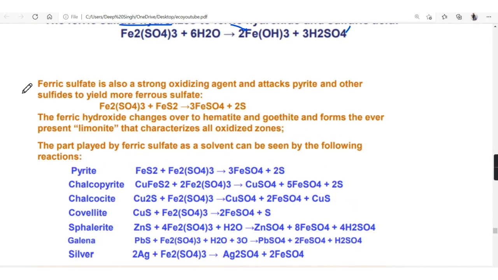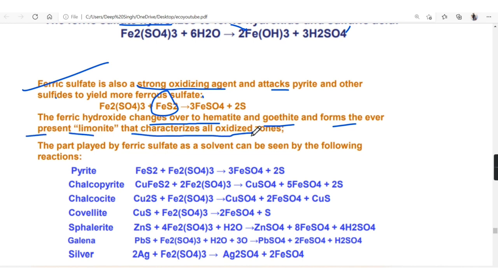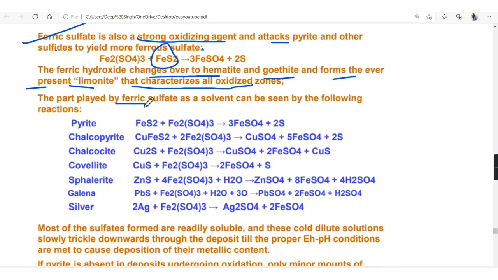This ferric sulfate is a strong oxidizing agent and attacks the pyrite, FeS2, and other sulfides to yield ferrous sulfate. The ferrous hydroxide changes over to hematite and goethite and forms the ever-present limonite that characterizes all oxidized zones. The part played by ferric sulfate as a solvent can be seen by the following, where it is changing pyrite and chalcopyrite in these forms.